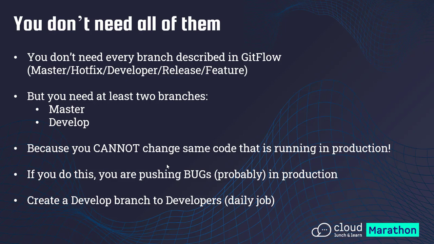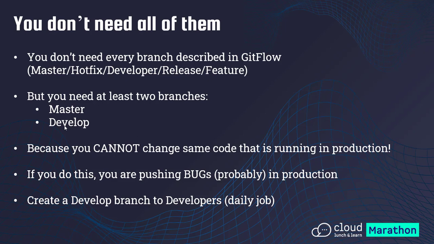You don't need every branch described in Git flow, like I talked before: master, hotfix, develop, release, feature, QA, and many other branches. But you need at least two branches: master or main, and develop, because you cannot change the same code that's running in production.